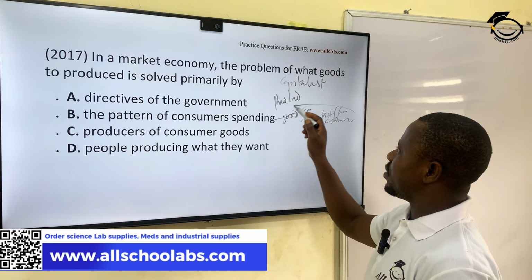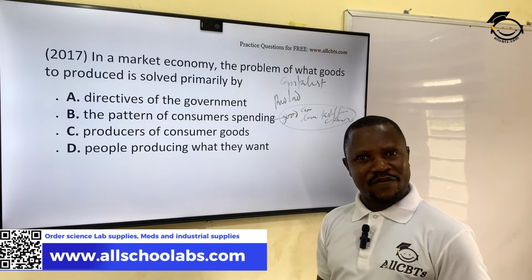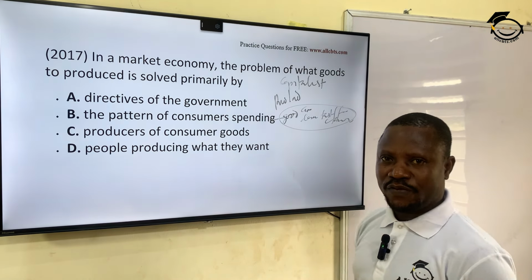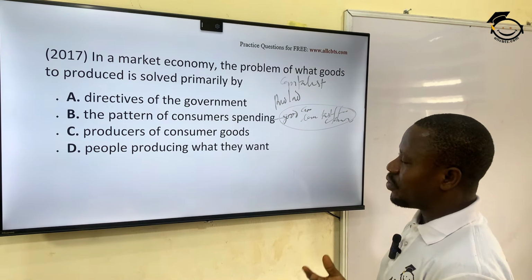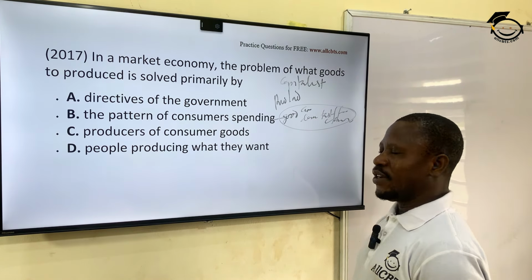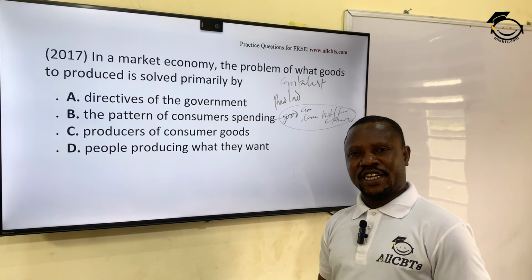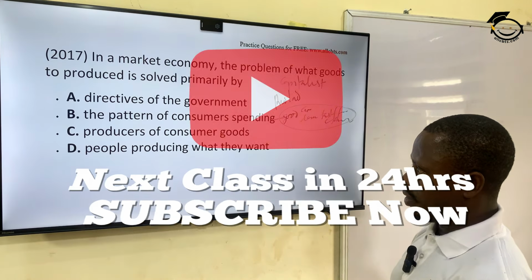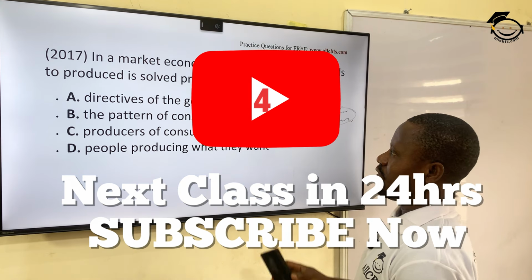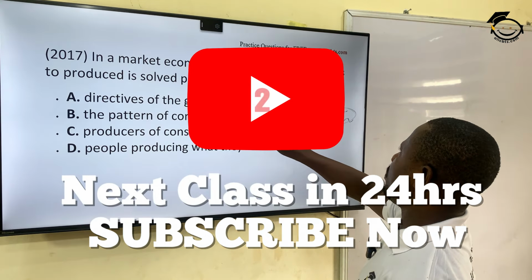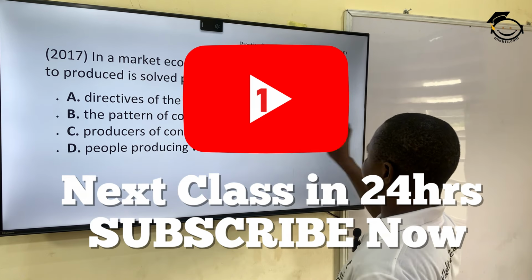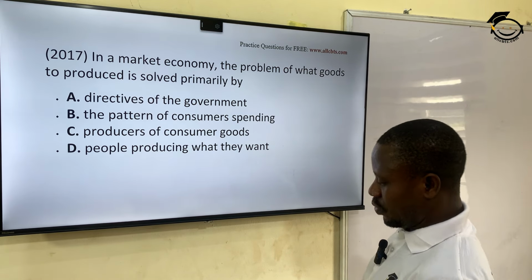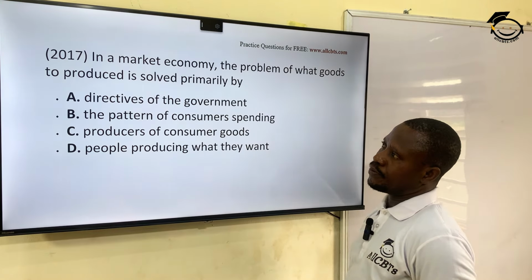So this will be the concentration of a producer, a private investor. You want to know what are the things people are demanding. What are the goods or services they like? What are their fashion or tastes? What are their choices? Producers of consumer goods produce what people want. The correct answer to this question is the pattern of consumer spending. What are they spending their money on? A private investor wants to know that so as to know what to produce.